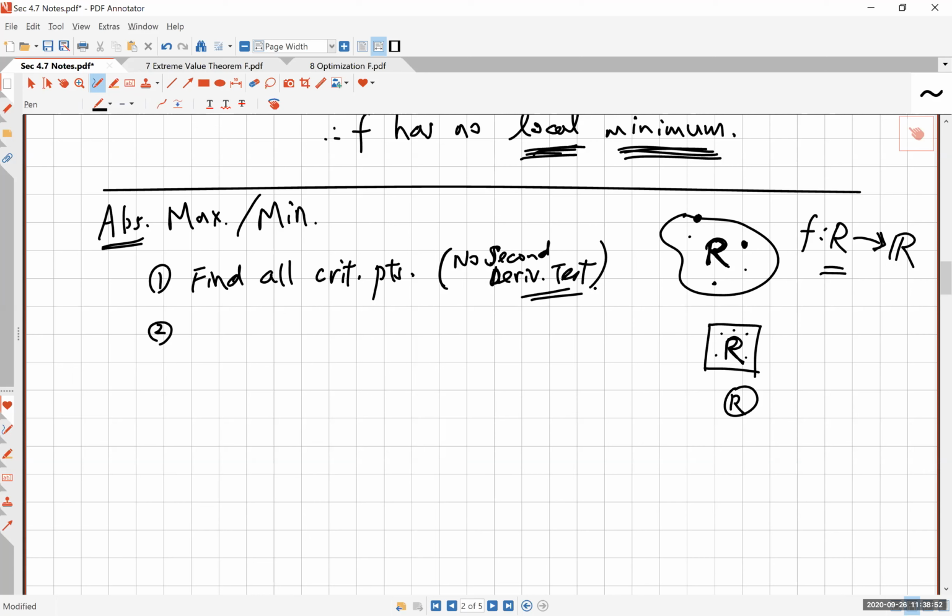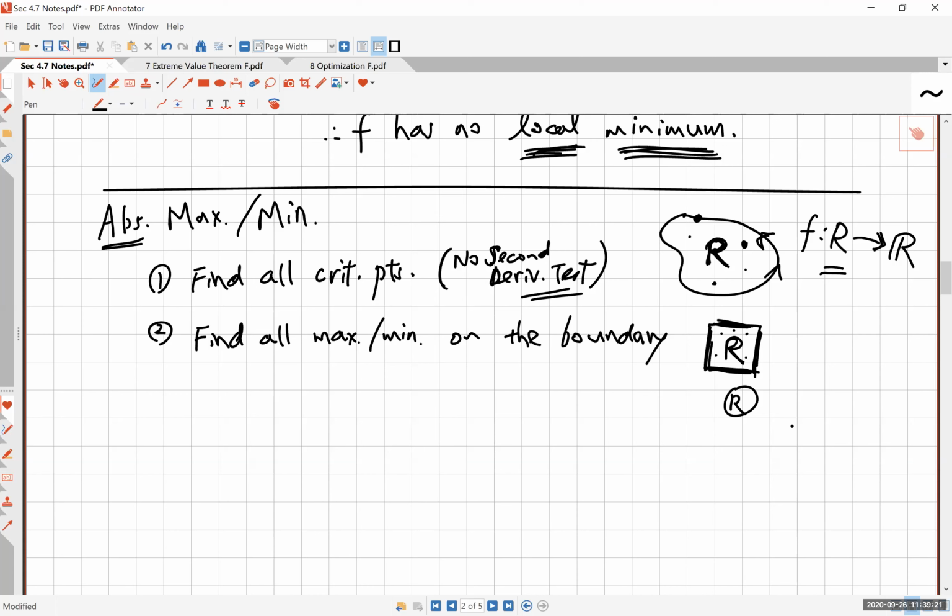All right, and then second, you find all maximum and minimum on the boundary. Now, this is the tricky part. Maybe this is the trickiest part of section 7.4. All right, so try to find all the maximum or minimum on the boundary. If it's a curve like this, you may have to parameterize it. If it's a square like this, you may have to restrict your f for fixed x or y values.